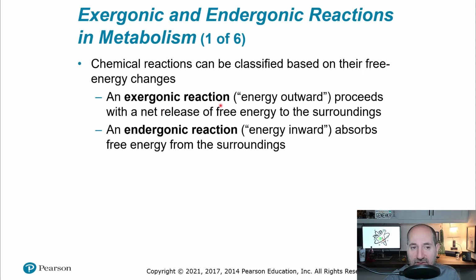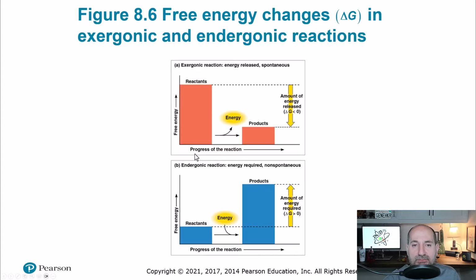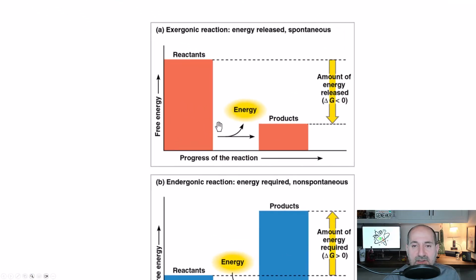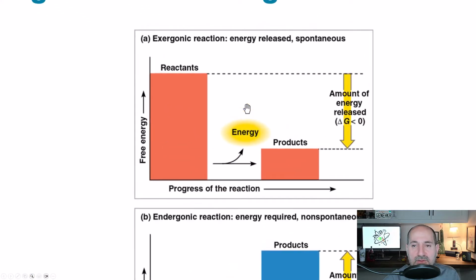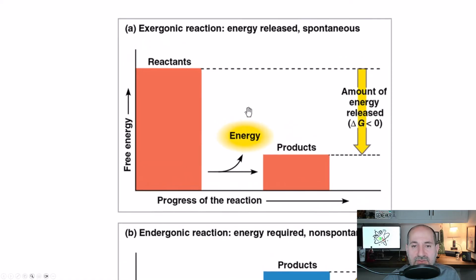Conversely, an endergonic reaction is essentially a positive delta G reaction. It's a reaction which requires energy. It absorbs energy from the surroundings. So here you can see both of these laid out in these bar graphs. On the left, you have reactants, and on the right, you have products.